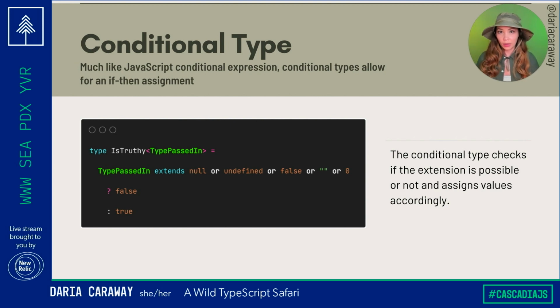So much like how JavaScript has conditional expressions, where you can say if this, else this, TypeScript has conditional expressions for an if-then assignment of types. Here, the conditional type checks if the type passed in extends null or undefined or false or empty string or 0, and then assigns a value accordingly, either false or true.